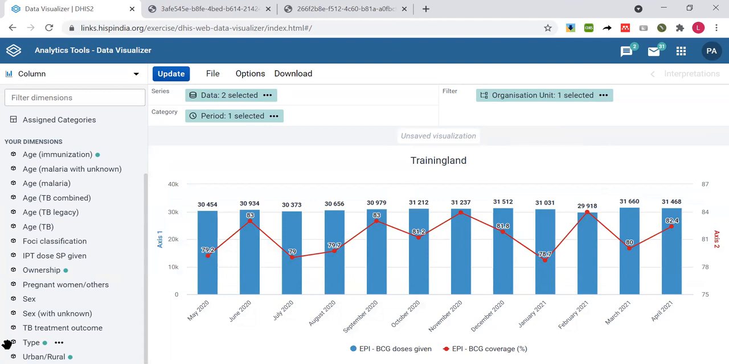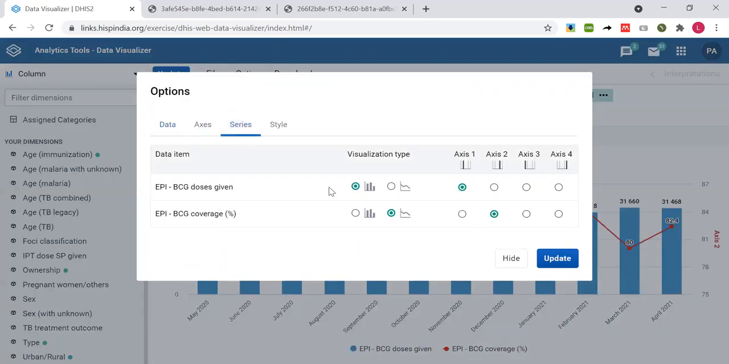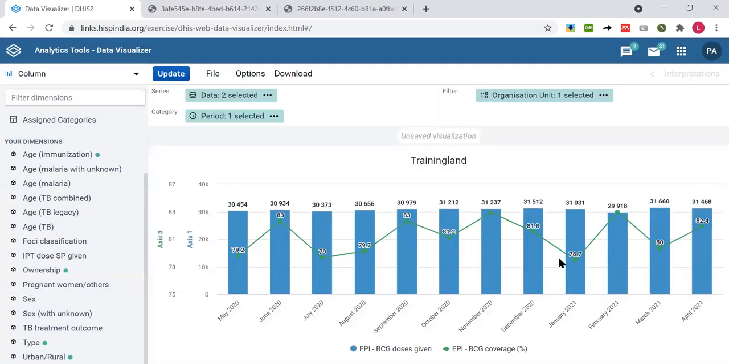Okay. Is that clear? So what if you put this axis to the axis three? Okay, let's do that. You want to put this to axis three. This one, right? Let's see. Right. What do you think?